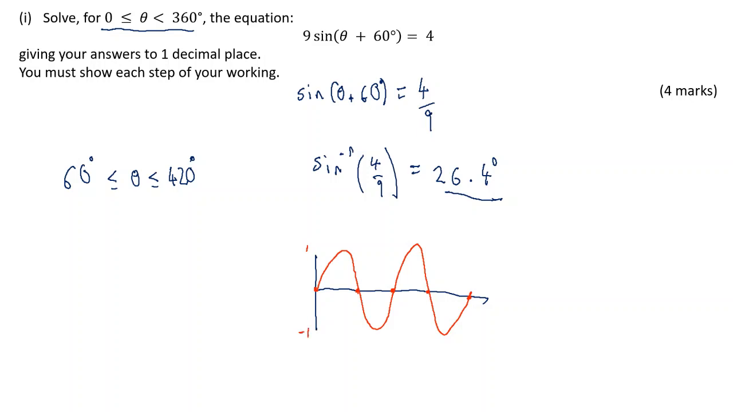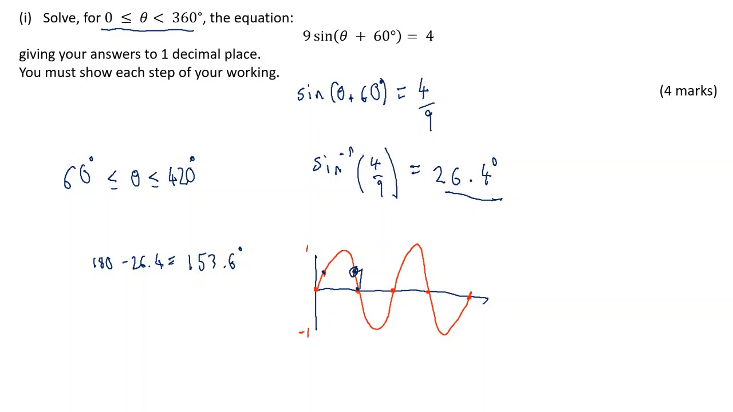Now we've got 26.4 degrees. So 26.4 degrees would be about here or so, because if this high point is 90, let's just say 26.4 is about that. So then there would also be a solution at this point here. Because we know this is 180, to work out this value, I would need to do 180 minus 26.4, which is 153.6. So 153.6 degrees we've got.